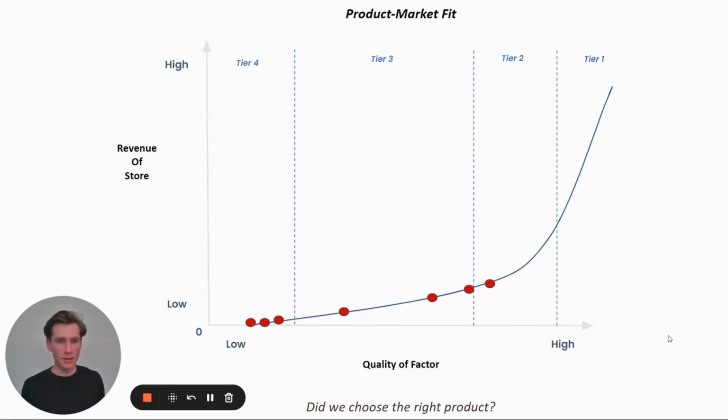And everyone starts here. It's very easy to test a few products and be, not unlucky, but statistically you're going to land in this lower segment of the graph. You might get very lucky and already land a profitable and revenue generating product.